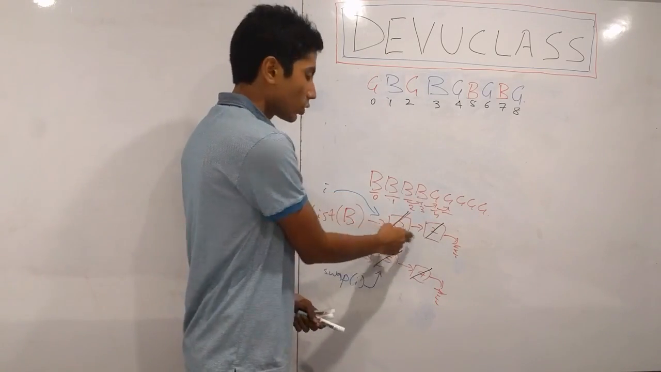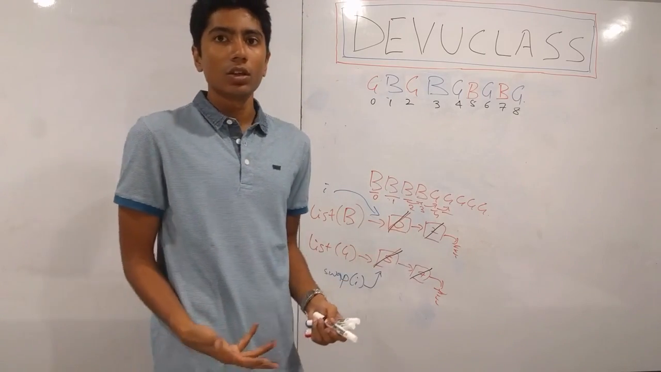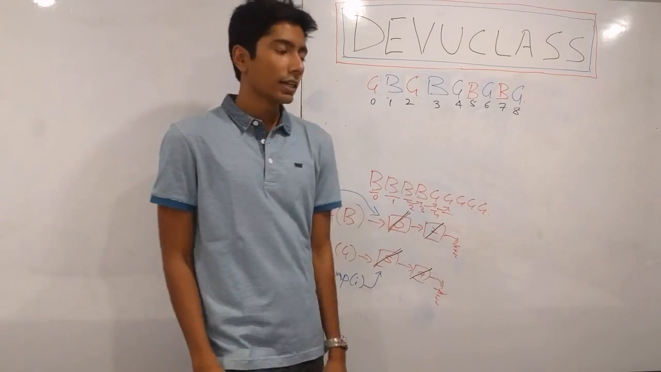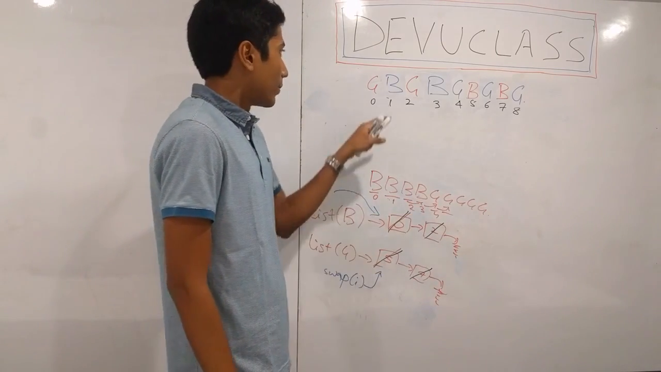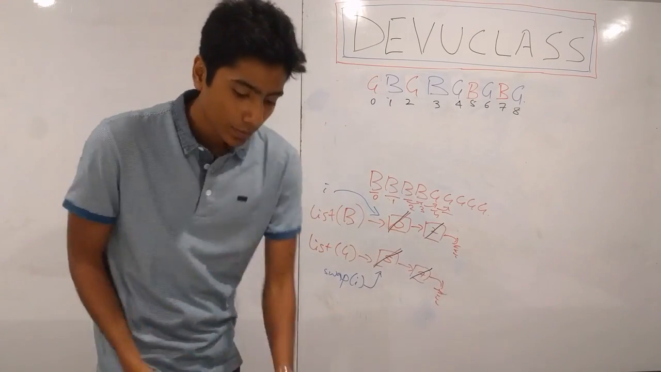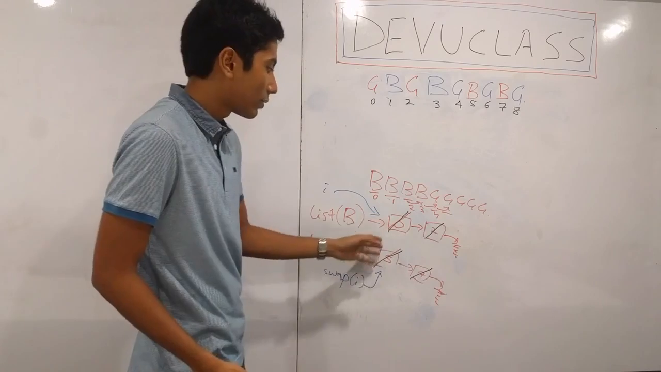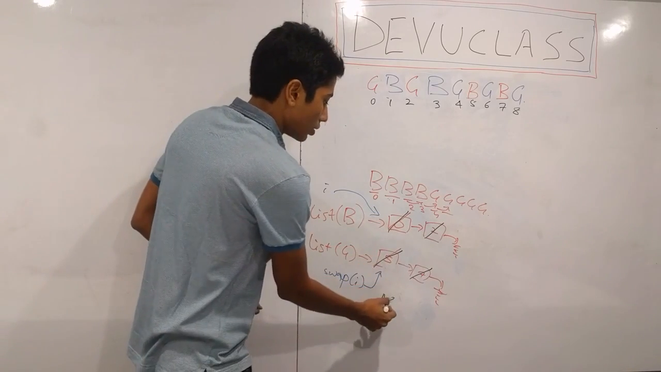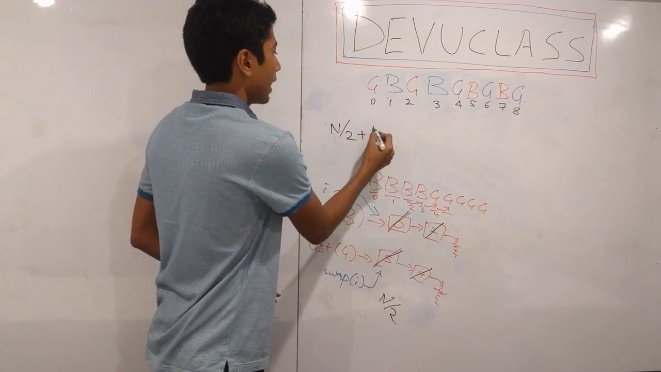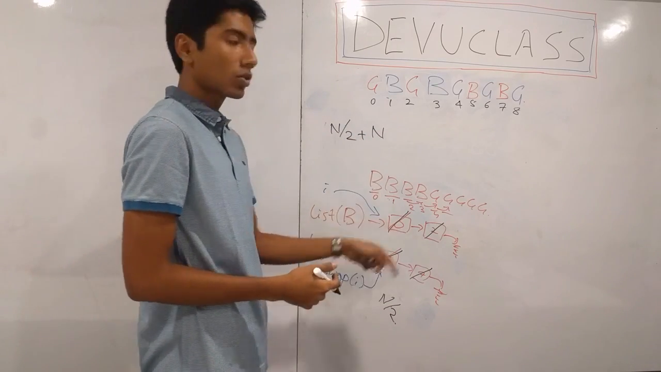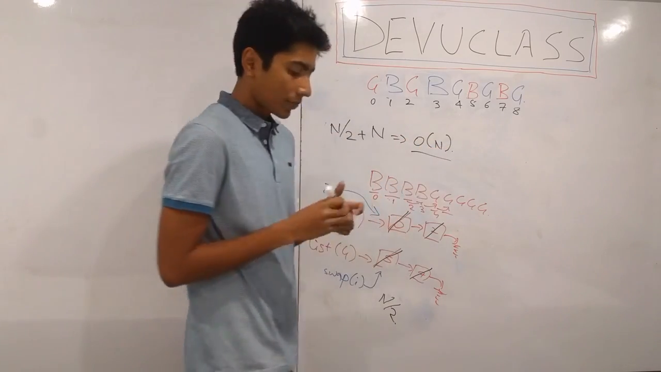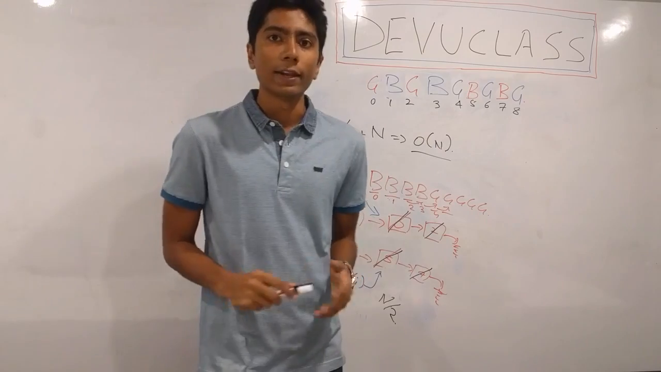When you were running through this input to make these lists, it was an O(n) operation. Finding out those people who are out of position is an O(n) operation because you're running through the list linearly. And actually then running through these two lists is going to be a linear operation too, because the number of elements that you're going to have at most in each list is n by 2. So n by 2 plus n, which is the list creation cost, is an O(n) operation. And so DEVCLASS is solved in O(n).